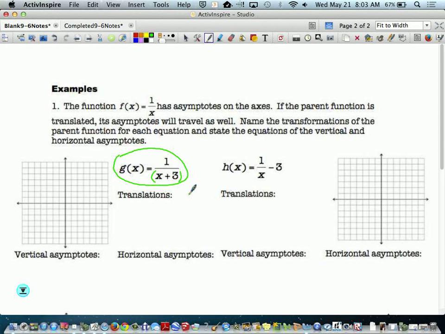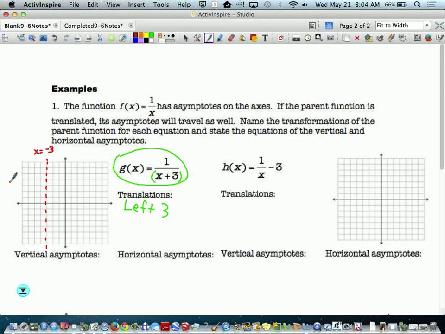Moved over to the left a little bit. It went to the left 3. Went to the left 3. So now, I used to have a vertical asymptote sitting at 0. That will now be over here at x equals negative 3.